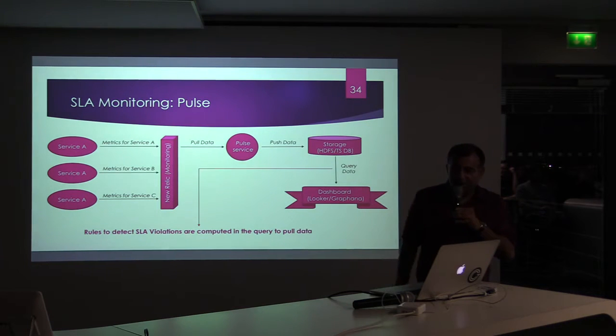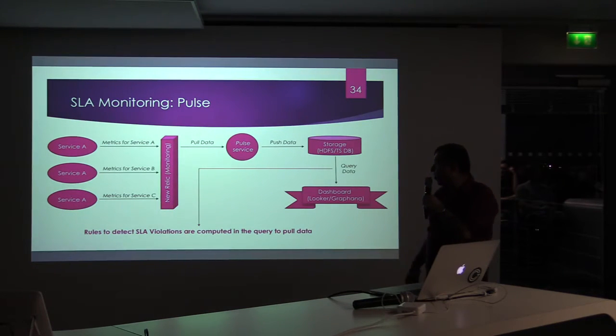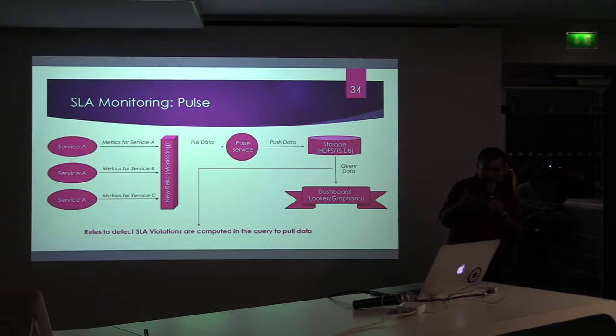We also have SLA monitoring. We call it pulse services. Customers have tight SLAs; you want to service a request within a certain fraction of time. So there are different metrics that the New Relic monitoring service would send. We have the pulse service that pulls these and stores them, and then you have a dashboard. We were using Looker, now we are using Grafana, which we're trying to move to.